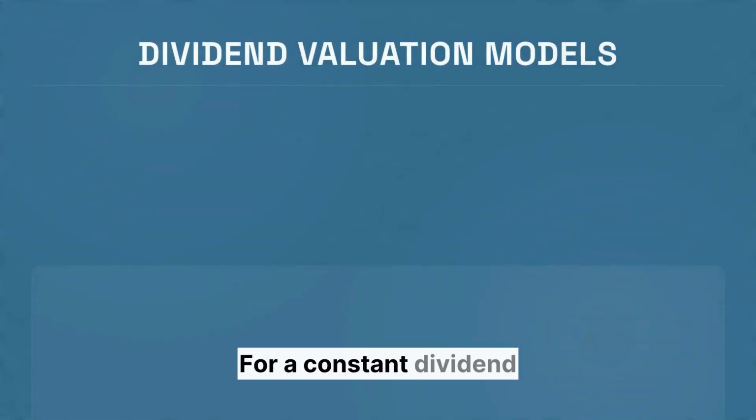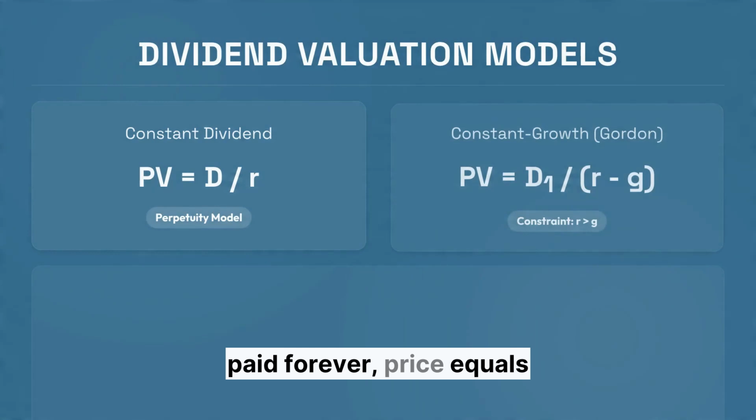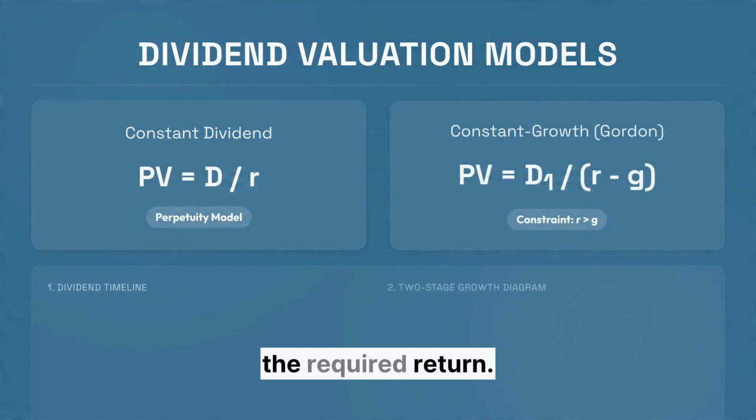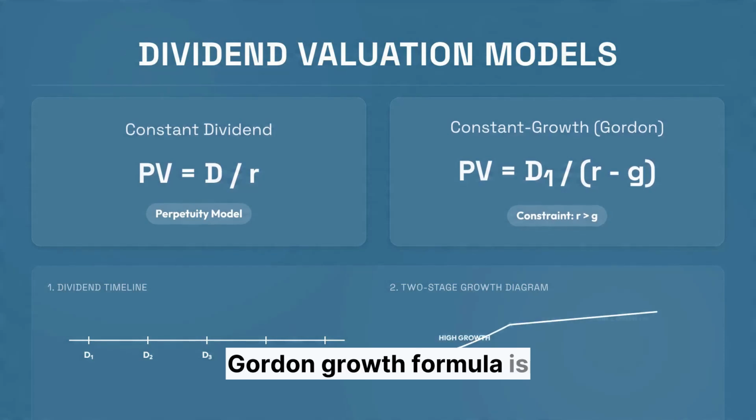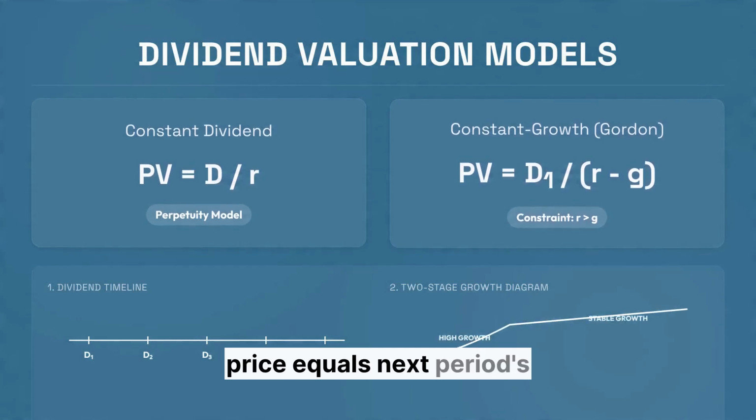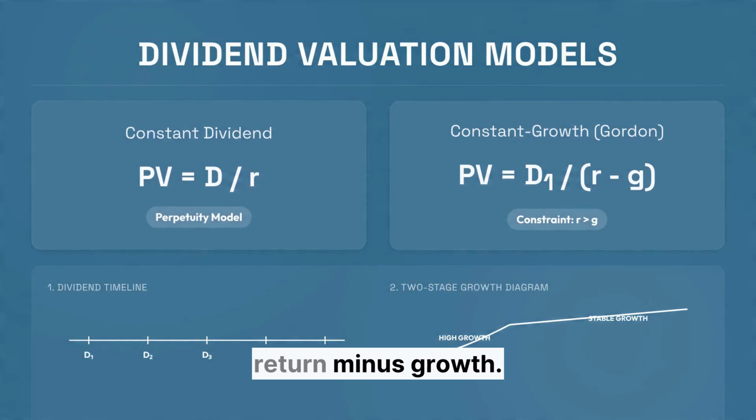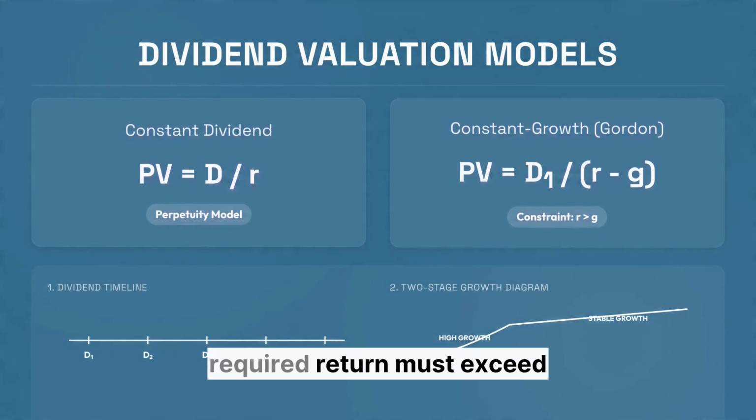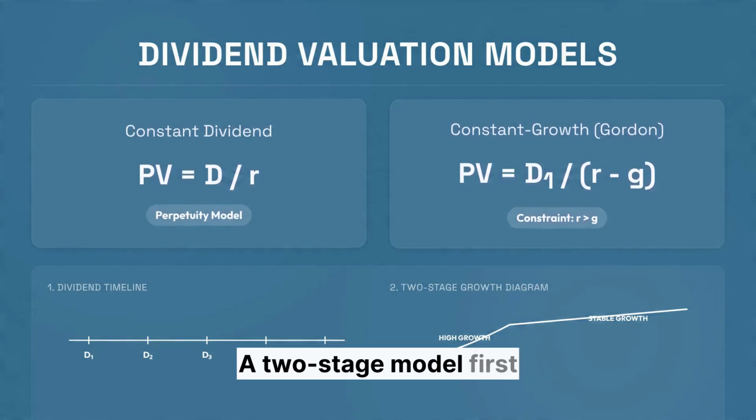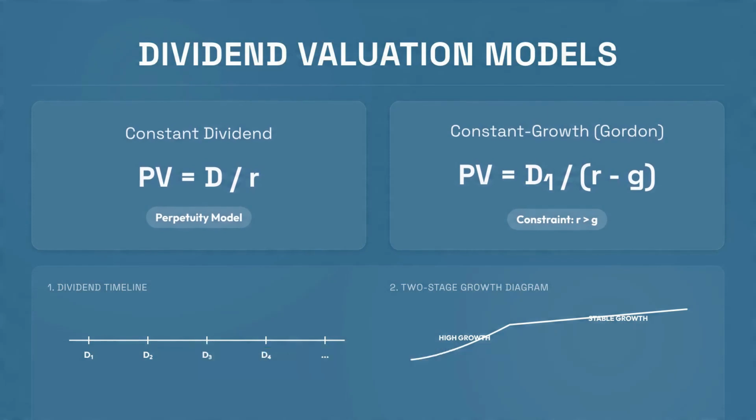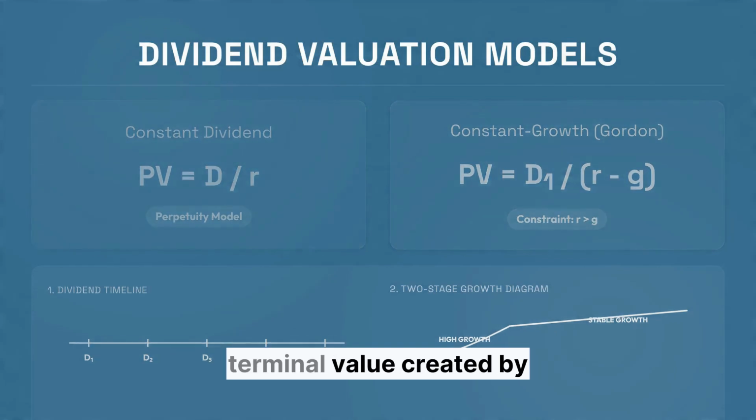For a constant dividend paid forever, price equals the dividend divided by the required return. For constant growth, the Gordon growth formula is price equals next period's dividend divided by required return minus growth. The condition is important. Required return must exceed growth. A two-stage model first discounts the individual high-growth dividends, then discounts the terminal value created by the stable growth phase.